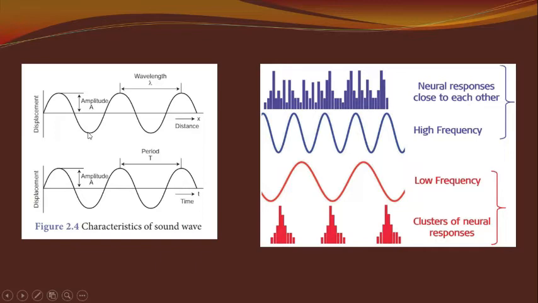The maximum value of a quantity on either side of the mean value is called the amplitude of the wave. It is denoted by the capital letter A.